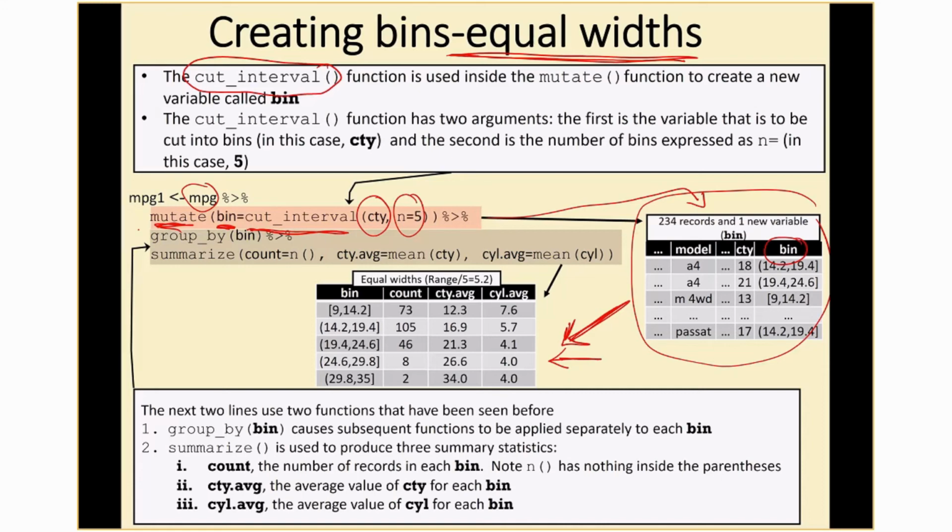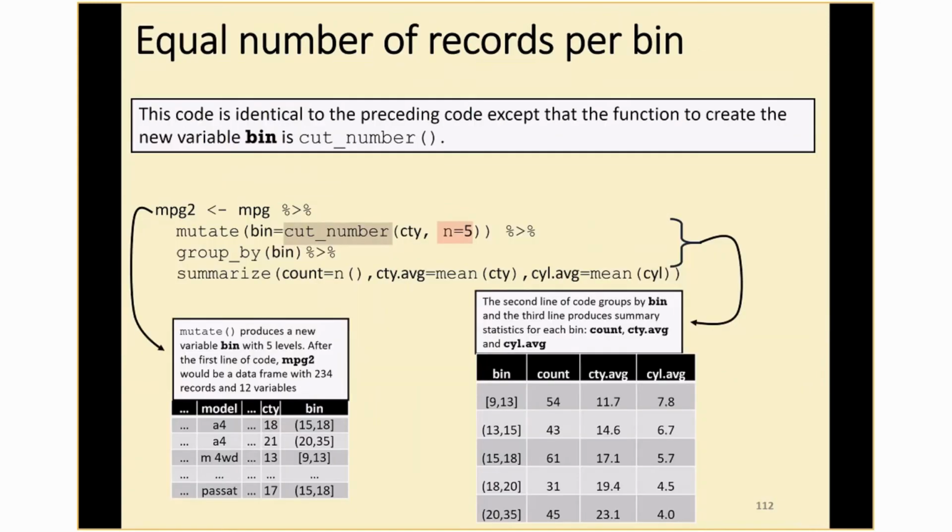And once we're at this step, getting to here is just the same thing we've seen many times before, with this block of code here. Group by together with summarize. And as always, how many records will we have? We'll have 1 record for each level of bin. So if we've got 5 different values of bin, we're going to have 5 records. How many summary statistics? We're going to have 4. We're going to have bin, count, city average, and cylinder average.